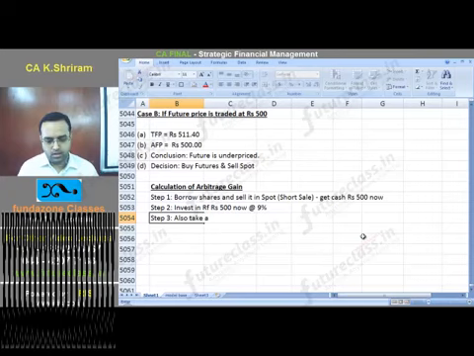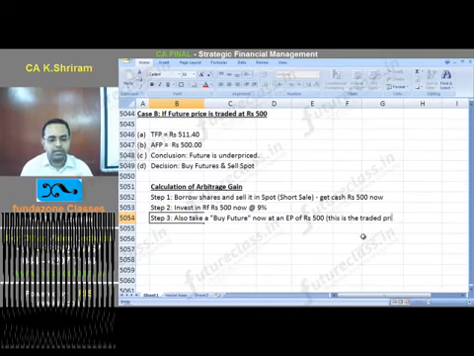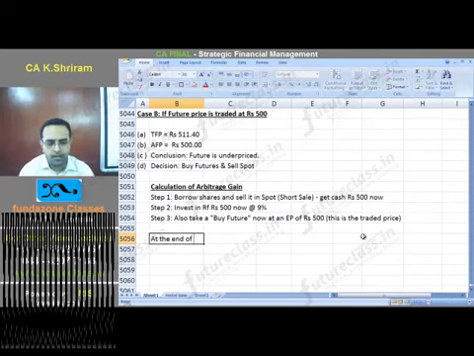Also take a buy future at an exercise price. What is the traded price of the future today? 500, correct? This is the traded price. If you do all three transactions together, at the end of the third month, what are all the things that will happen?